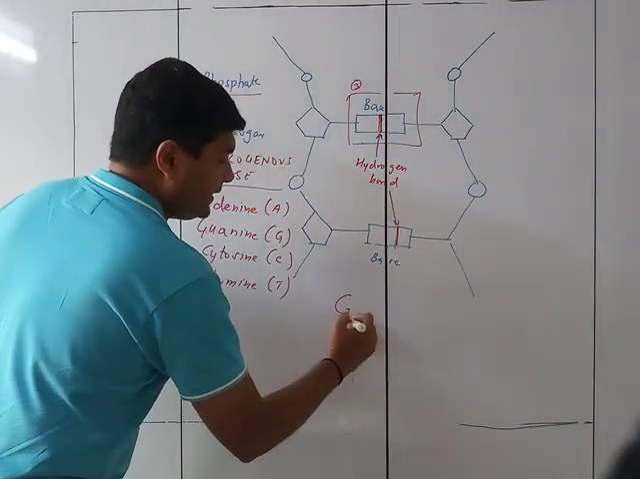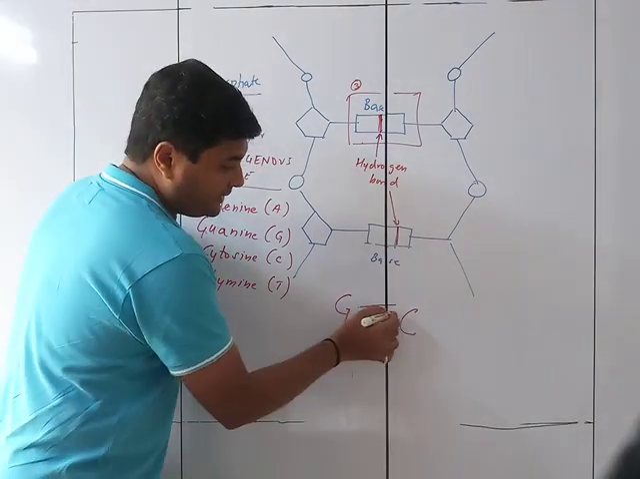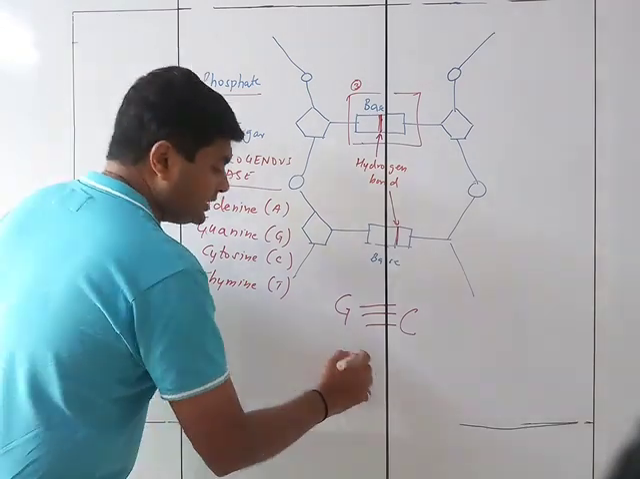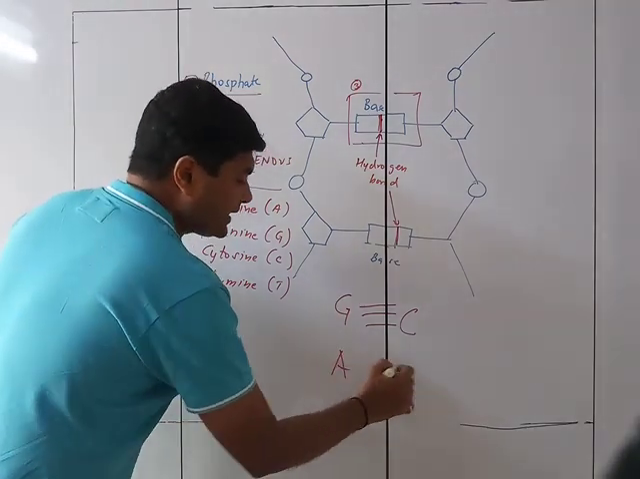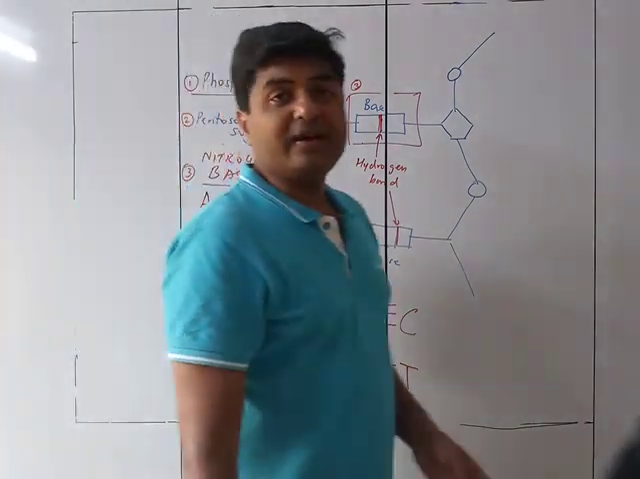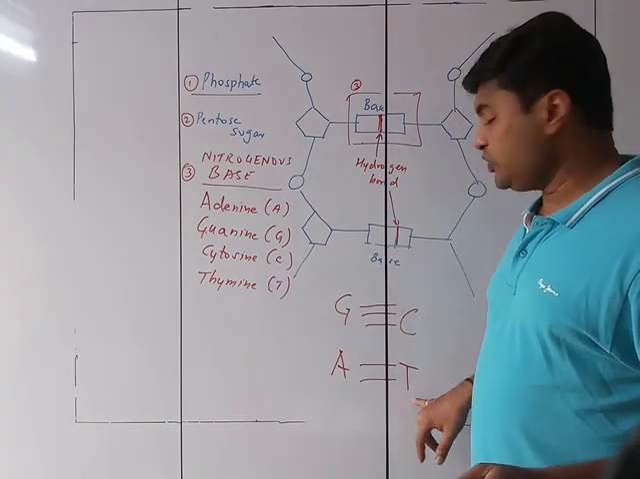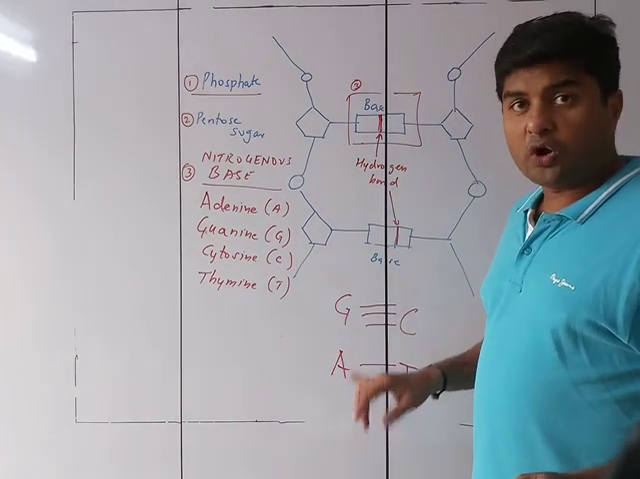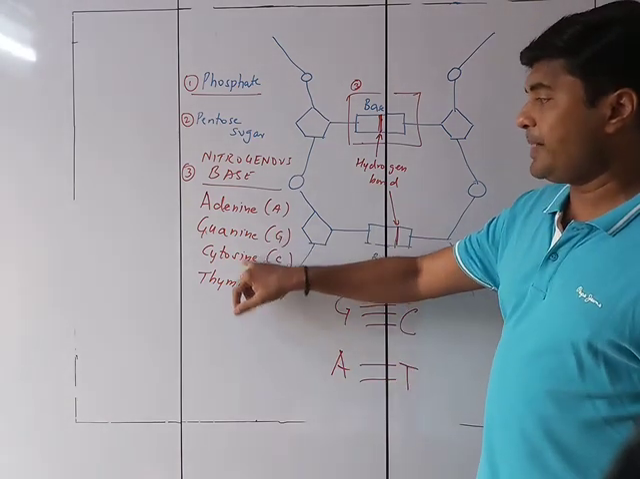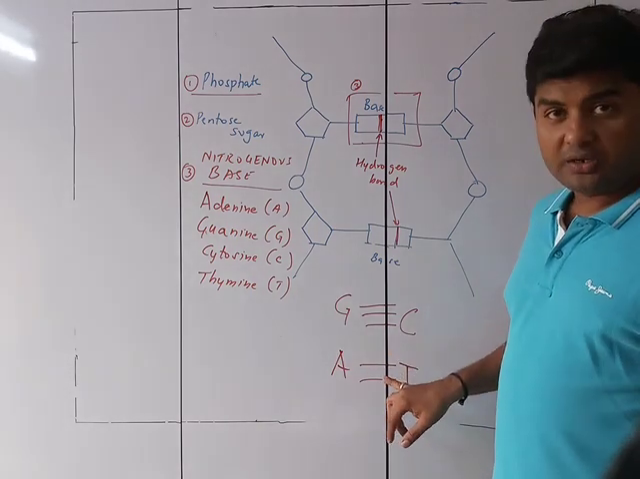the G combines with C, and when they combine with a triple bond sharing 3 electrons with each other. And when the other thing is A, it combines with T forming a double bond. It will never happen that the A combines with C or G combines with T. It will always be the G combining with C, that is guanine and cytosine combining with each other, and adenine and thymine combining with each other.